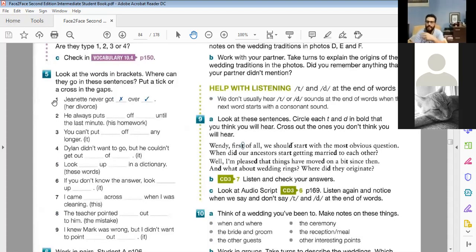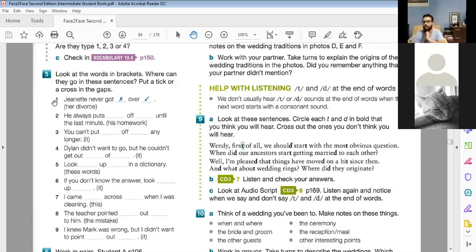Number one is an example of a phrasal verb where you cannot put the object in the middle of the phrasal verb. The object has to go after it. So you can say, Jeanette never got over her divorce. Never got over it, for example. But not got her divorce over. What about number two, Brian?